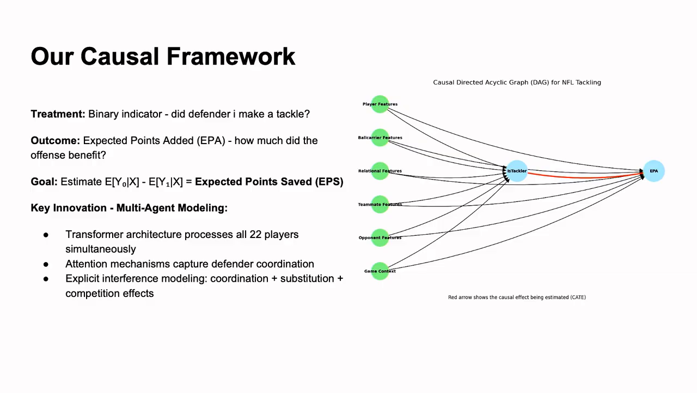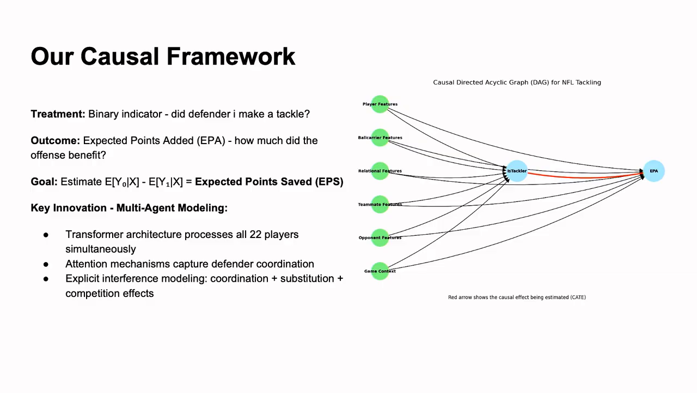So coordination, substitution, and those competition effects. We can see on the right the DAG, in which the green are the confounding variables that we're accounting for. So we have the player features. This includes the X, Y coordinates, their speed, orientation, and direction. We have information on the ball carrier, so the tracking data for the ball carrier.